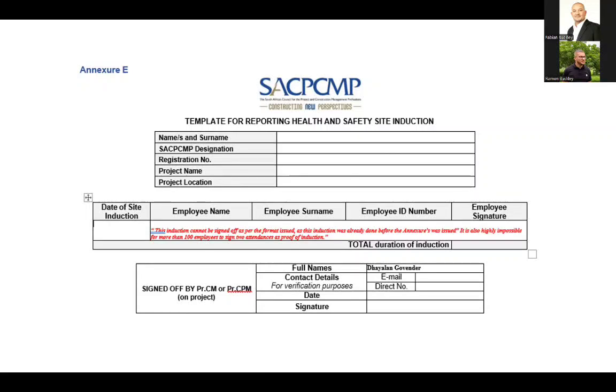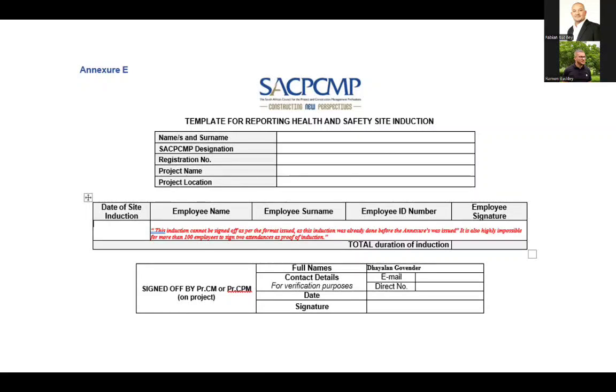So if you've done 3 inductions for a day and you split it up into 3 different induction sessions, or if you've done it over 2 days, you're going to take for that day the number of employees and you're going to say, for example, 4 hours or 5 hours, right? The next day, you're going to do the same. You're going to take 4 hours, 5 hours on the next Annexure E.